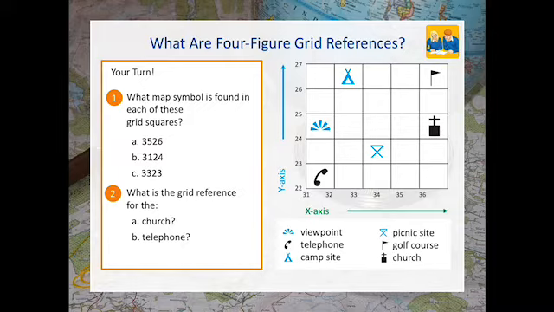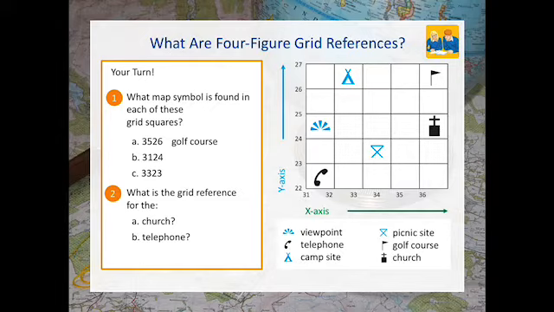Let's have a go together. What map symbol is found on each of the following grid squares? A. 3526. Always start by going to 35 on your x-axis and then 26 on your y-axis and join up the two grid lines. And where do they meet? Did you get the golf course?